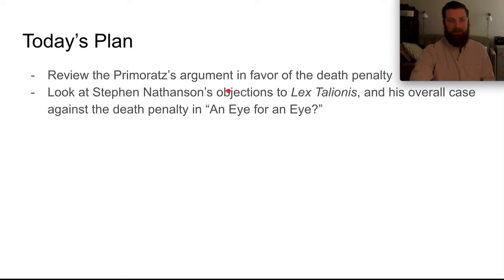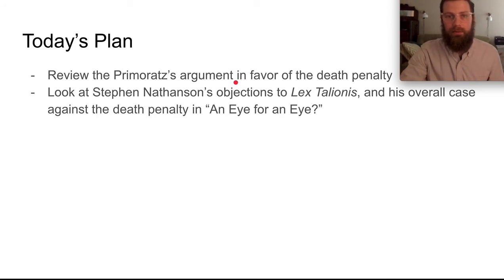So here's the plan for today. We'll do a super fast review of Igor Primoratz's argument in favor of the death penalty. And then we're going to look at Stephen Nathanson's essay, An Eye for an Eye. And we're going to look at his objections to the principle known as the lex talionis, and moreover his broader case against the death penalty.